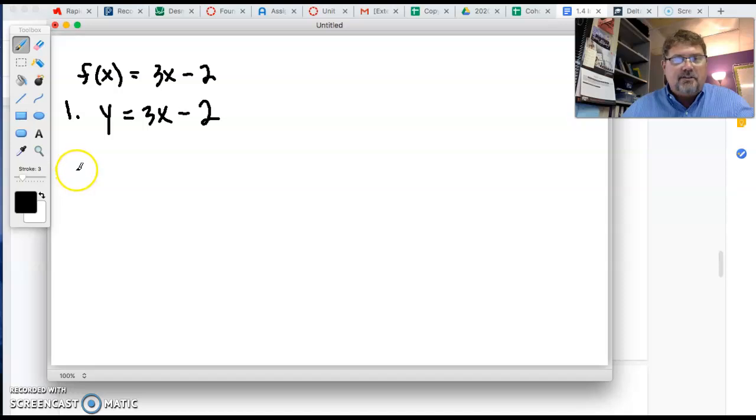Step 2 says solve for x. All right, so what we're going to do is solve for the variable right here, x. So to do that, I would have to add 2 to both sides. All right, that gets me one step closer. And next step, we would have to divide by 3.